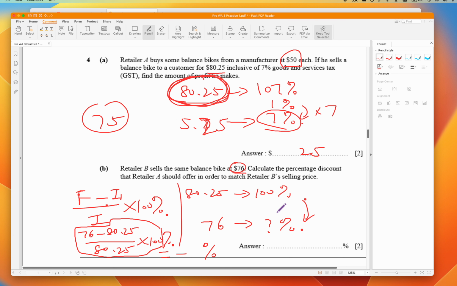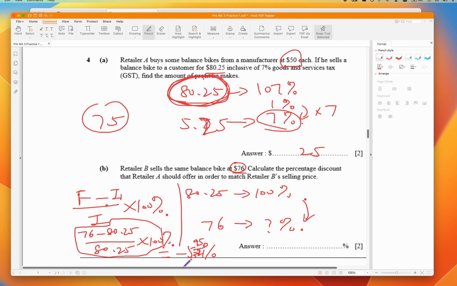76 minus 80.25. What's the answer? Negative 4.25. Never mind. Divide by 80.25. What's the answer? Negative 17 over 321. Okay, times 100. Wow. Mixed number. Next number. Yep, I want the most exact one. Negative 5 and 95 over 321. Okay, 321. Yep.